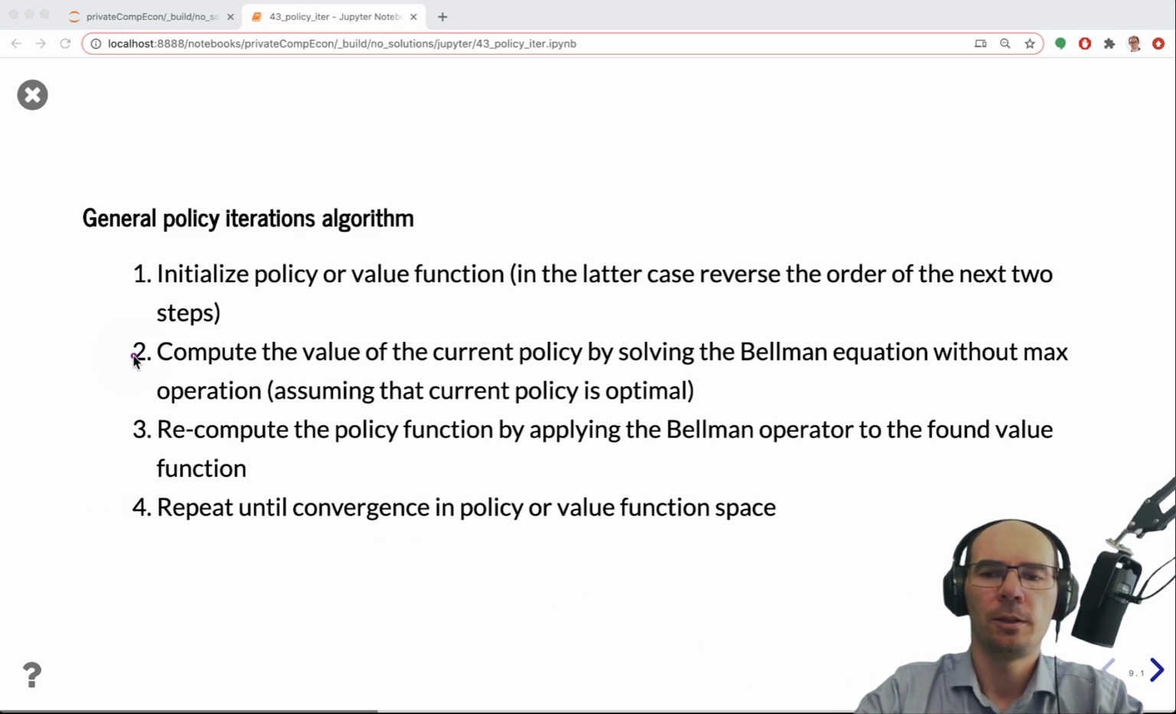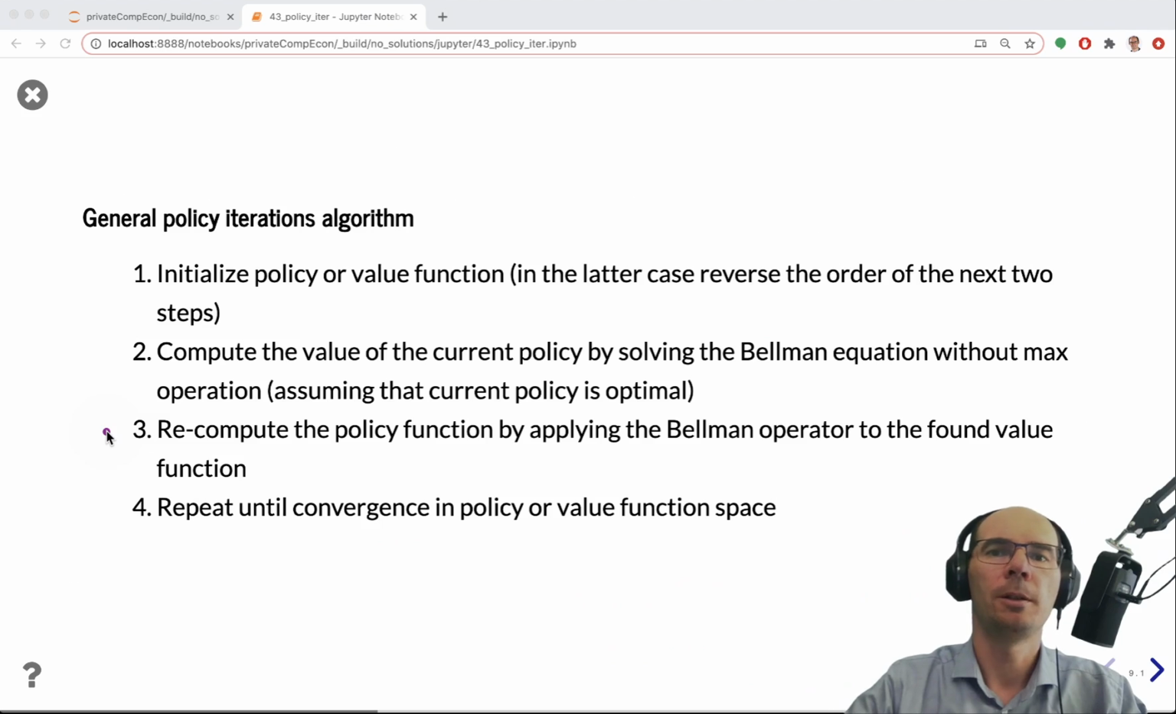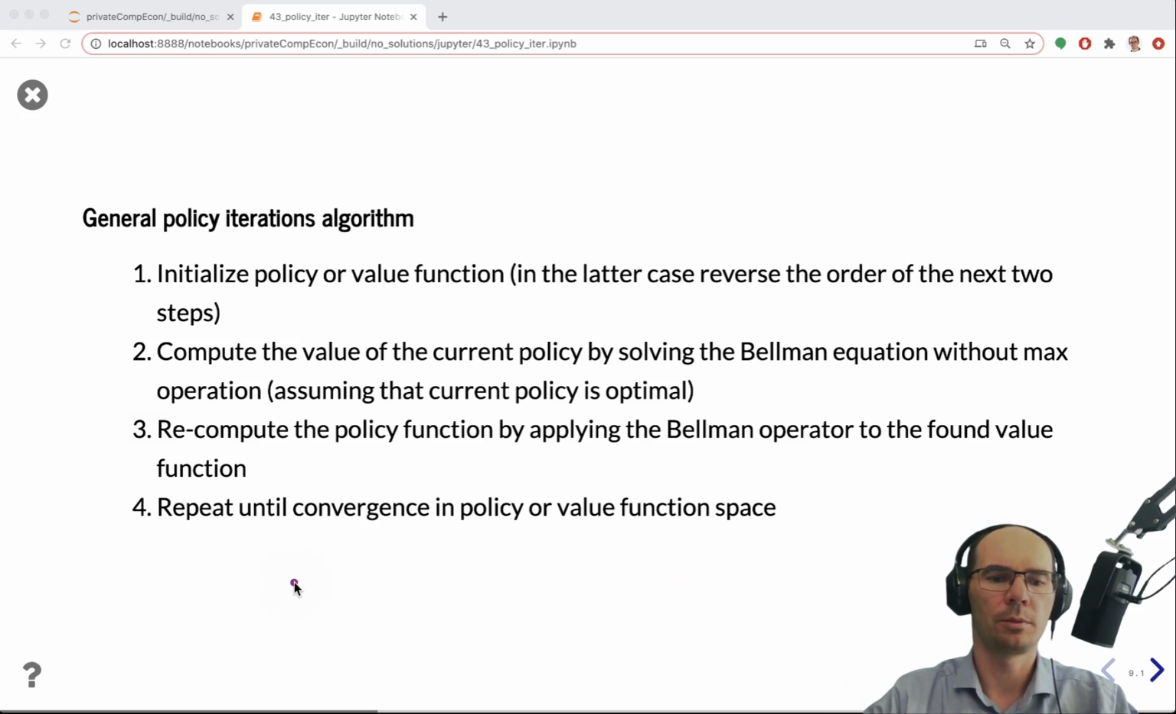So once the policy function is updated here, then reevaluate the policy function to find the corresponding value, and then improve the policy function given the corresponding value. So instead of just taking applications of the Bellman operator until convergence, we're going back and forth between evaluating a particular policy and finding the value that corresponds to it, and improving the policy using the found updated value function.